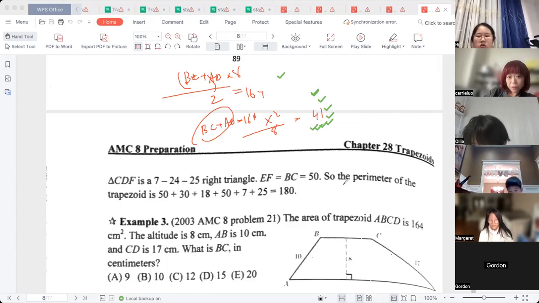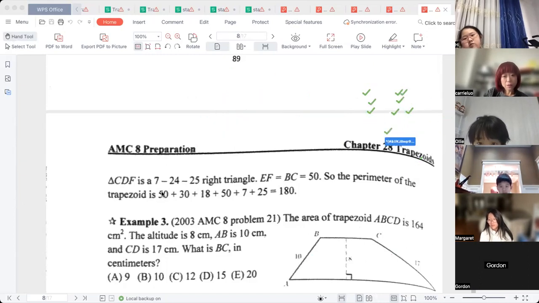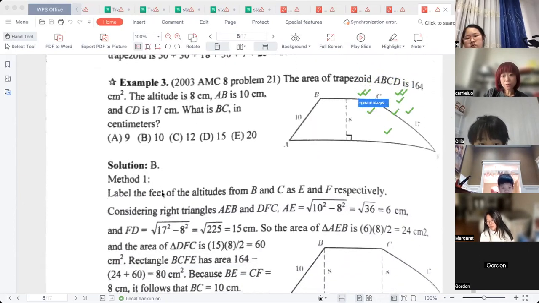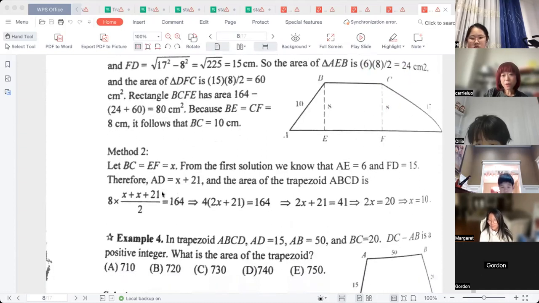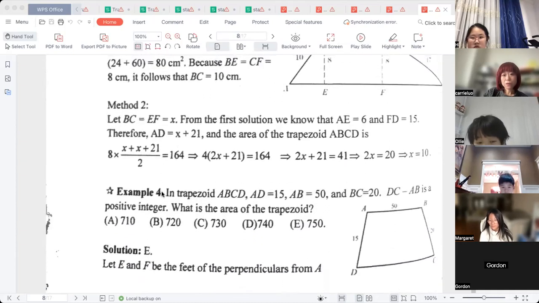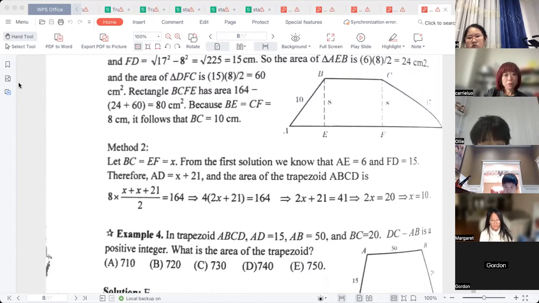Correct, everybody? So the answer is 10 or 8. Let me see. Yes, it's 10. Good job. Margaret, Luciana, and Ollie, you're right. So let's take a look at number 4, which is the last question. We don't have enough time to go through all of them.